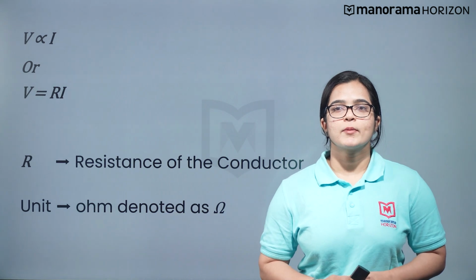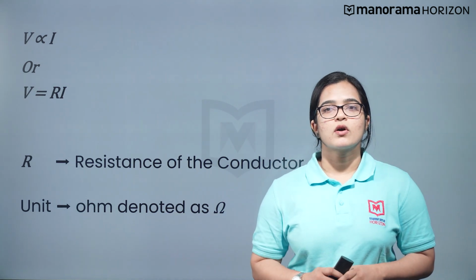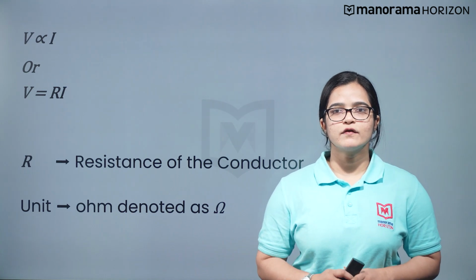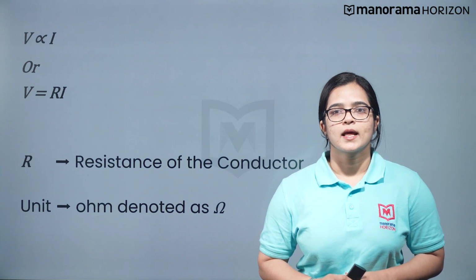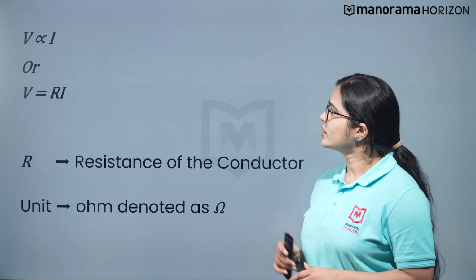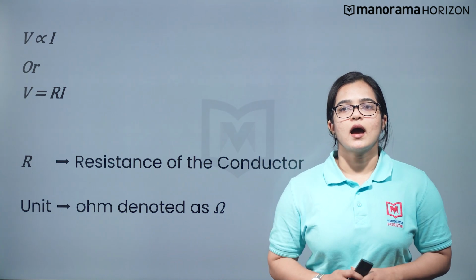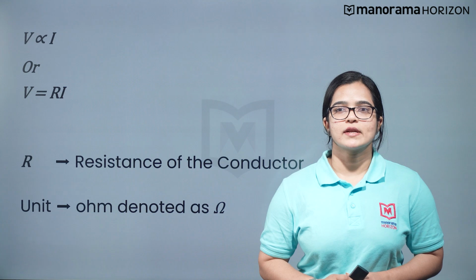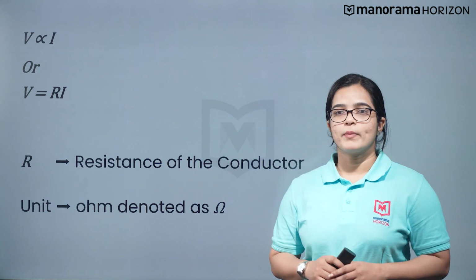For changing the proportionality sign, we can introduce a new quantity called resistance, which is denoted by capital R. Therefore, the voltage is equal to resistance times the current. In the equation, V is equal to R times I. The constant of proportionality R is called the resistance of the conductor, and the SI unit of resistance is ohm, which is denoted by the symbol omega.